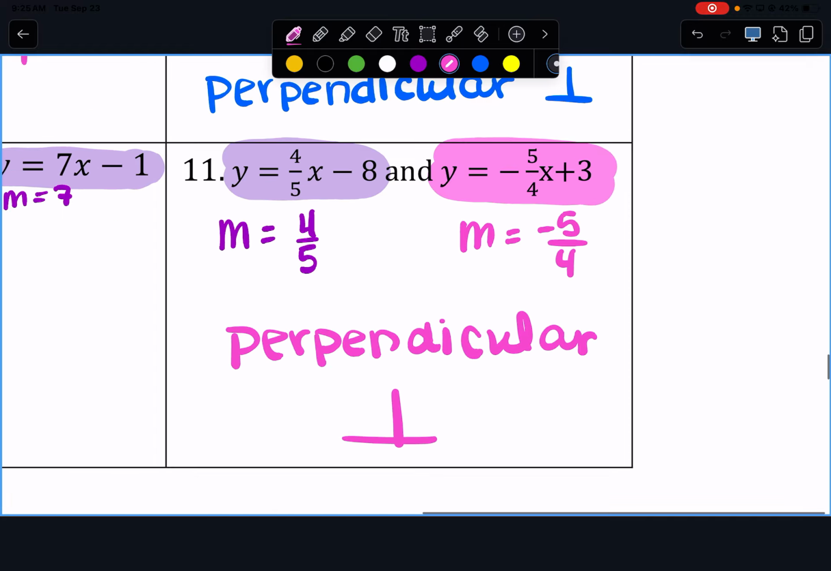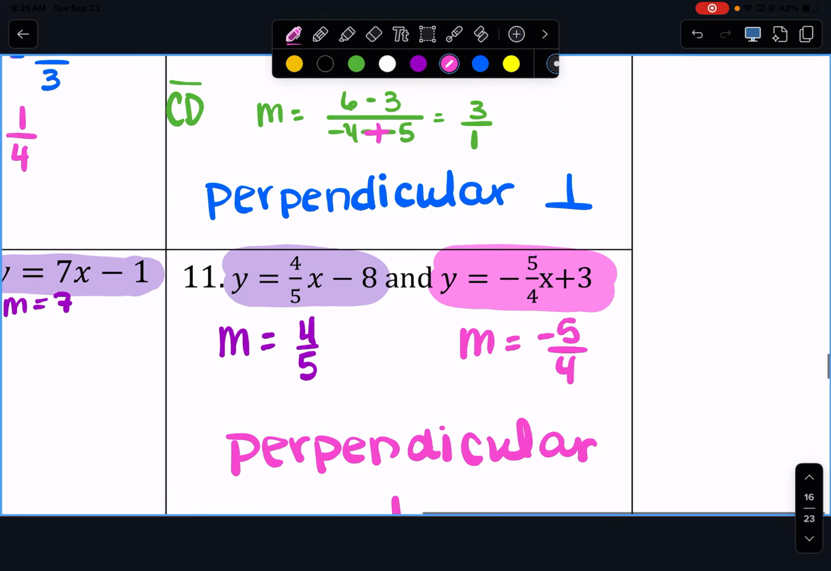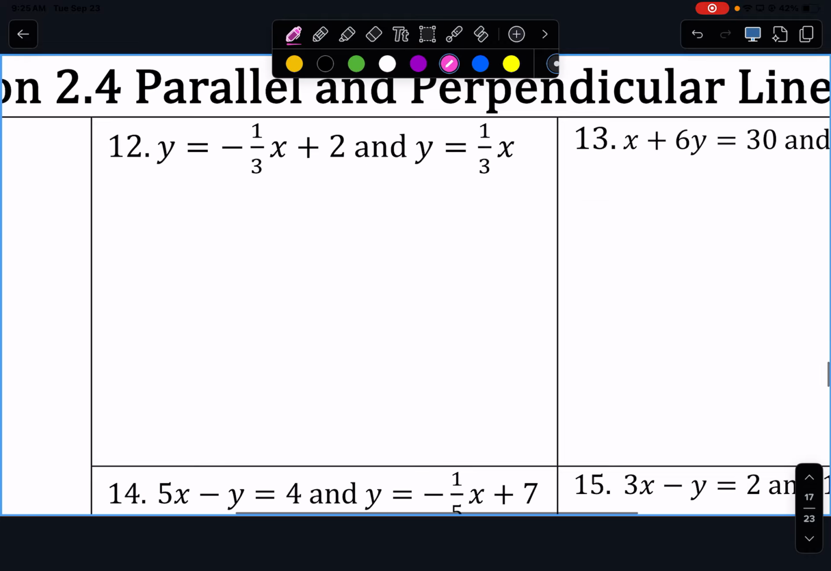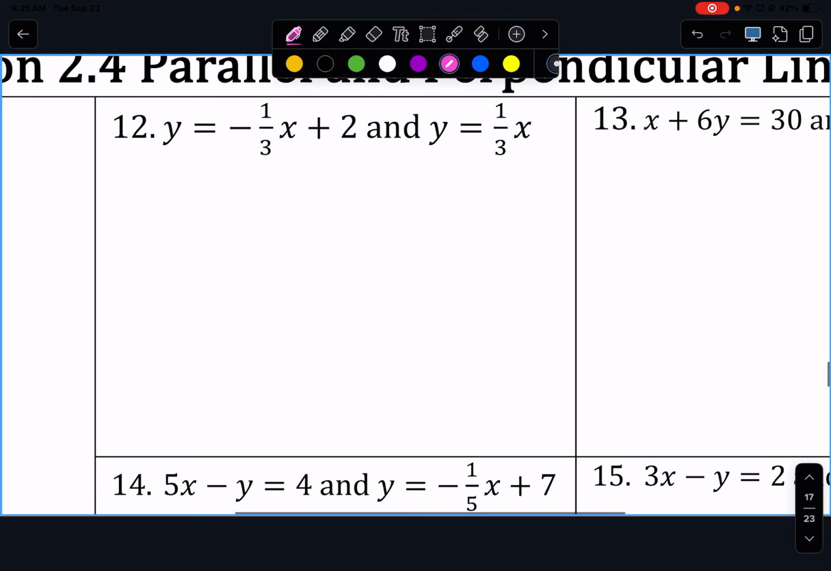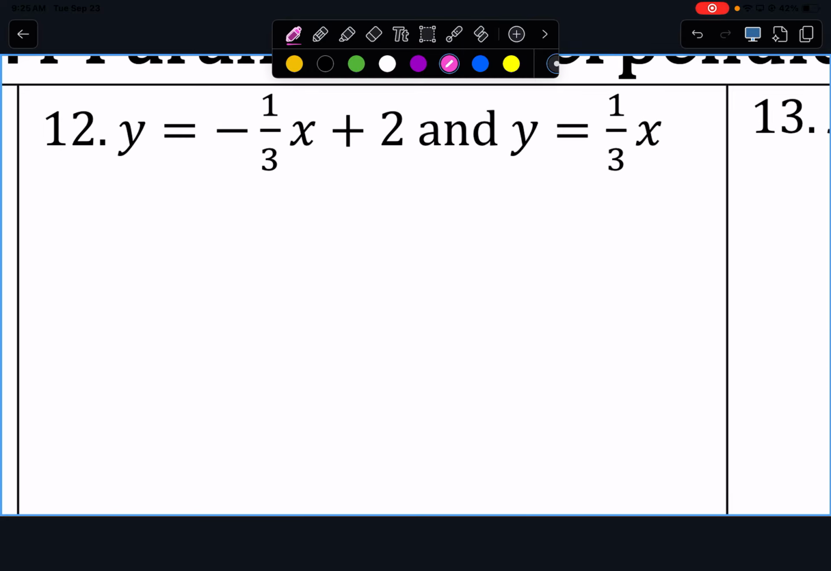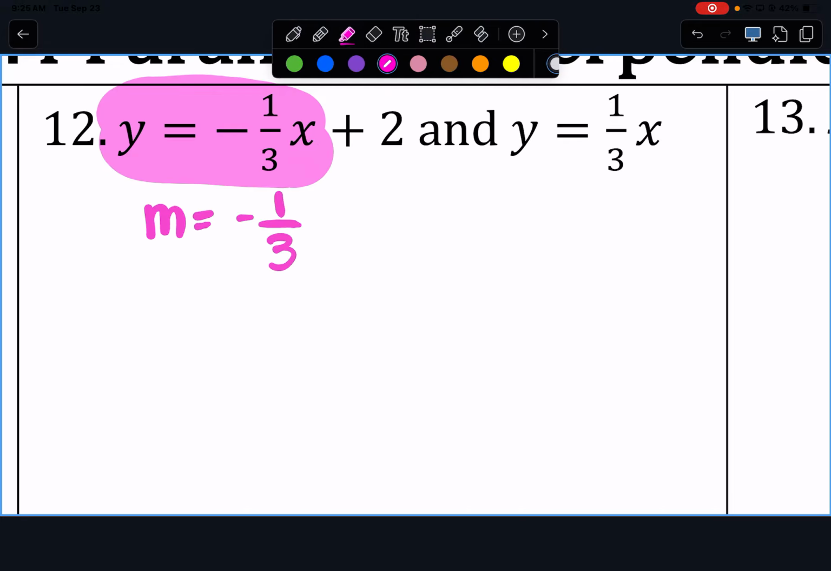All right, let's go ahead and look at the back of this. We're going to do number 12. Is the first equation in slope-intercept form? Okay, what is the slope? Negative 1/3. Is the second equation in slope-intercept form? Yeah, what is the slope there? Positive 1/3. Are those the same? Are they negative reciprocals? So what does that mean for these two?